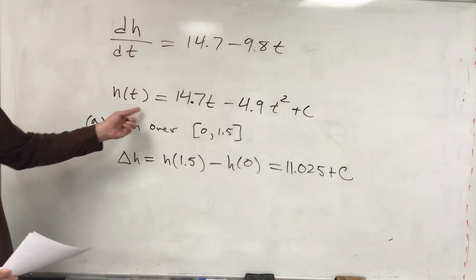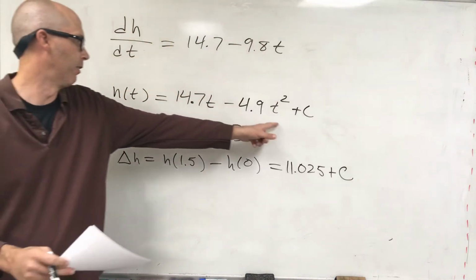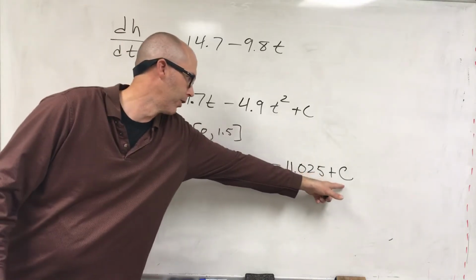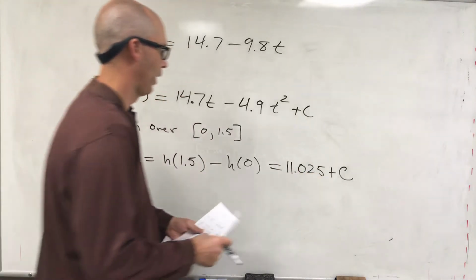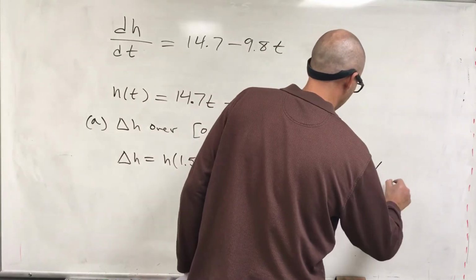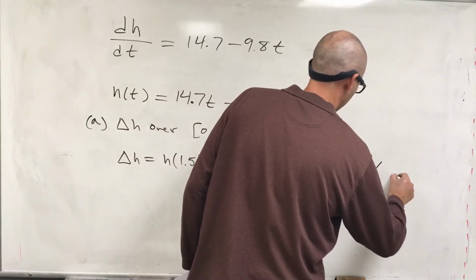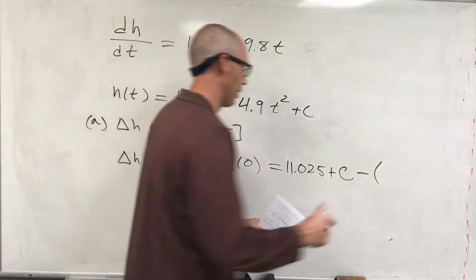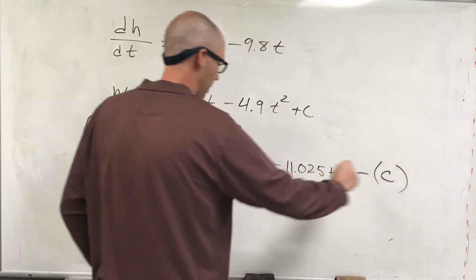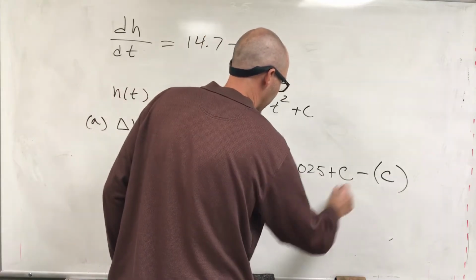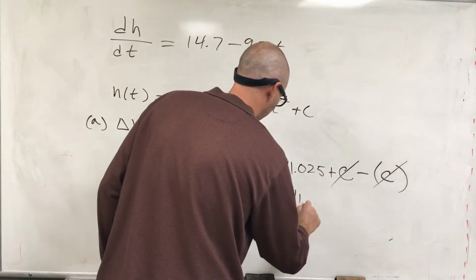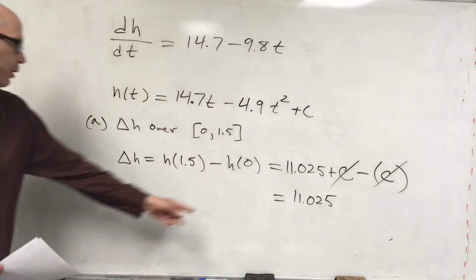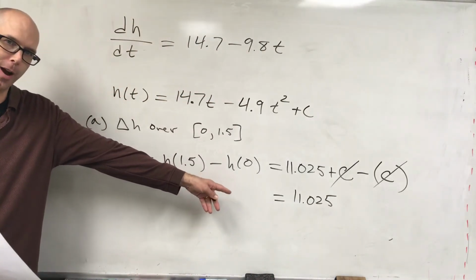So h of 1.5, put in a 1.5 in here. I don't know what the constant is, so I just have that constant sitting out there. Minus h of 0 is just going to be, put a 0 in here, you get a 0, and a plus c. So you have the c there. And notice in this case that the c's cancel, and we get 11.025, which is the same answer we got for A doing it graphically.